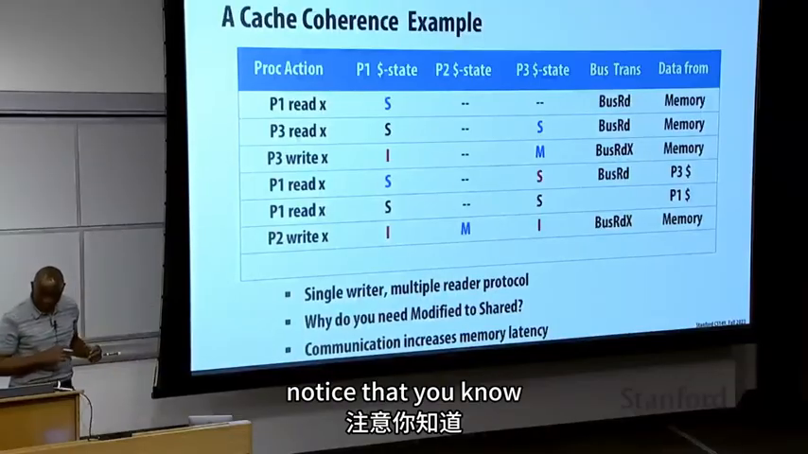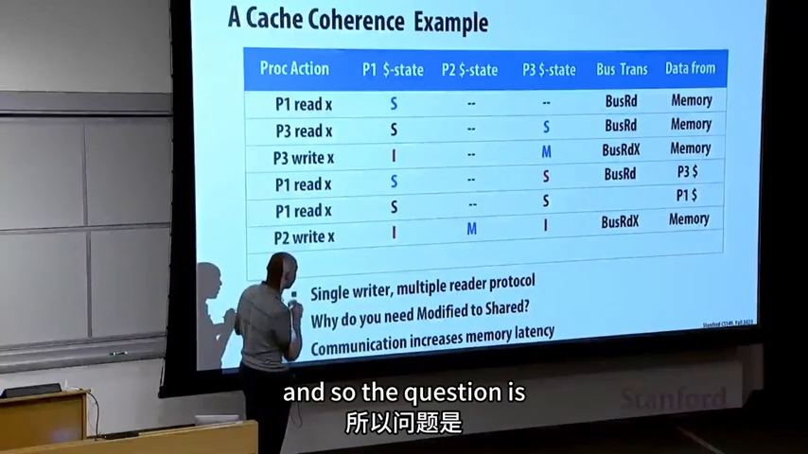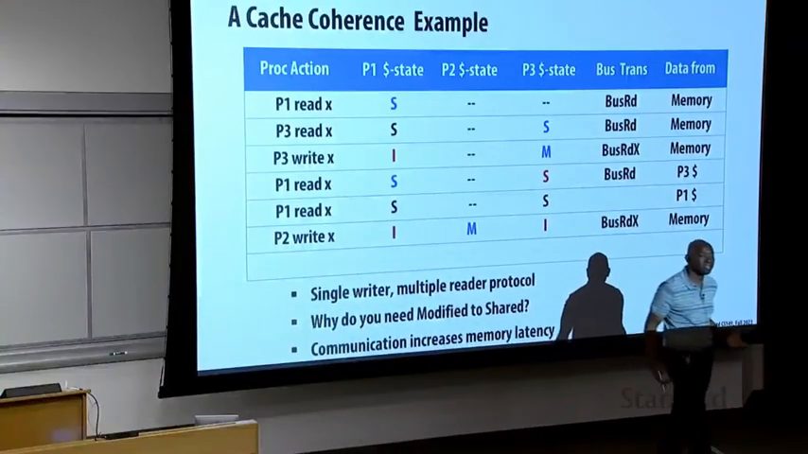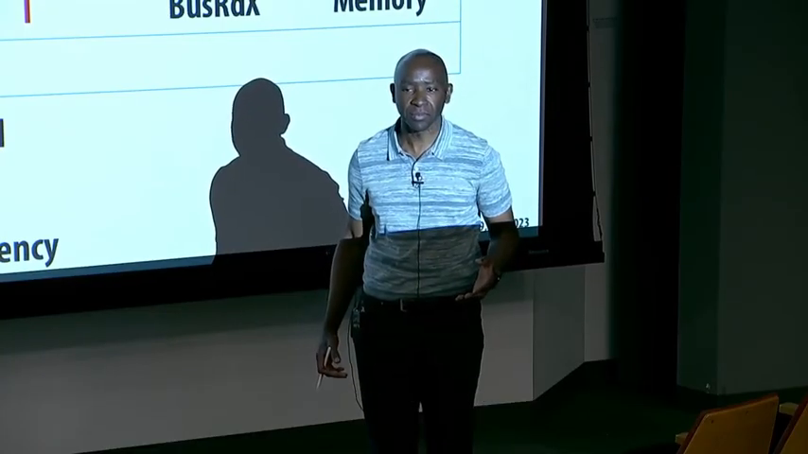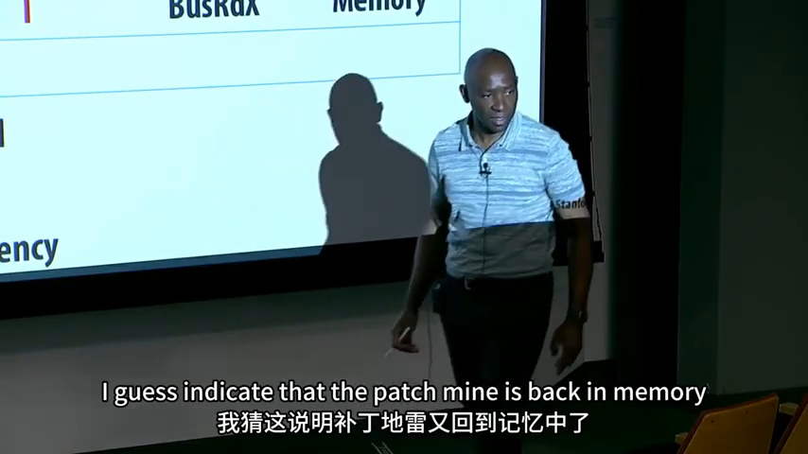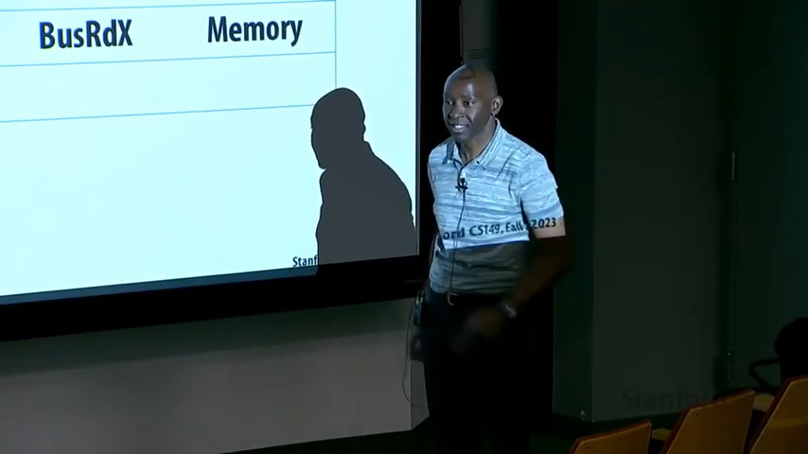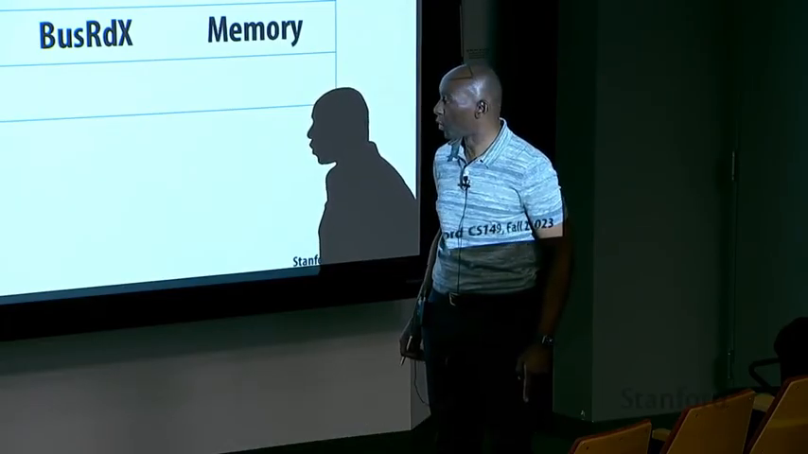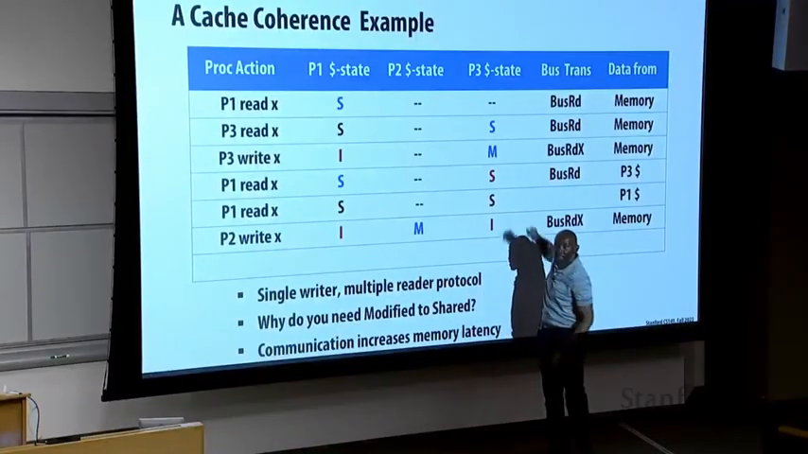Okay, so notice that we do have the single writer, multiple reader protocol, and so the question is, why do you need this transition from modified to shared? Why is that important? I guess to indicate that the cache line is back in memory. Back in memory, and what else? Indicate that another cache or another processor is the one that can modify it. So you need a transition, modified to shared. Why do you need it? For instance, this case.